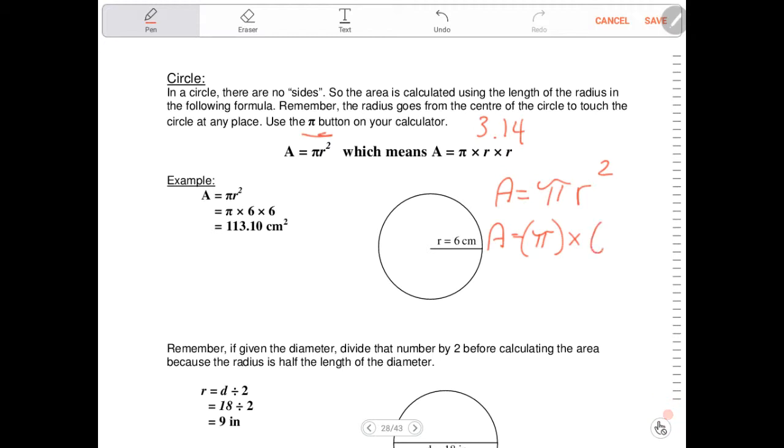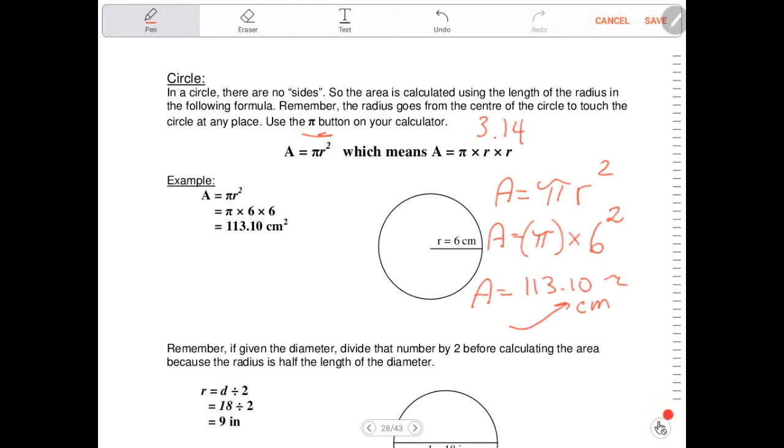So you would put in 6 squared. And hopefully on your calculator you have a squared button. If you don't, please speak with your teacher and that person can help you find it. What you want to get here is a final answer of 113.10 centimeters squared. Let's not make a big deal about rounding, but my point is, please do this example calculation and please make sure you get this answer of 113.10, give or take, because that means you know where to find the right buttons on your calculator.